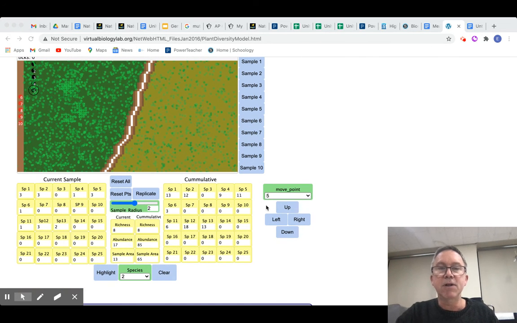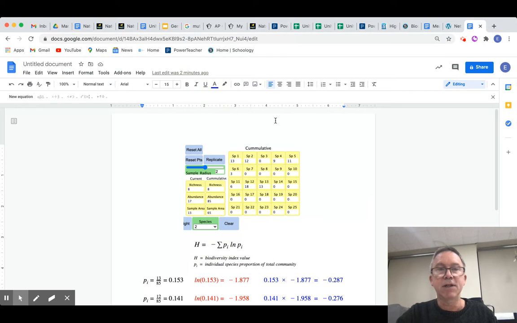What I'm going to do is take this information right here, take a screenshot of it, and then go over to here to analyze it. So here's the screenshot of that. What matters is this: I have different species, 1, 2, 3, 4, 5, 6, up to species number 25.